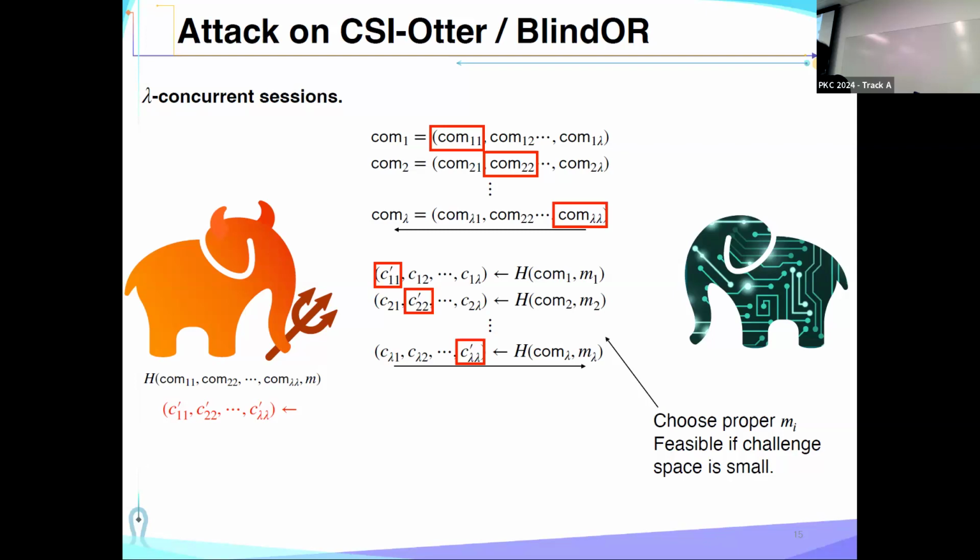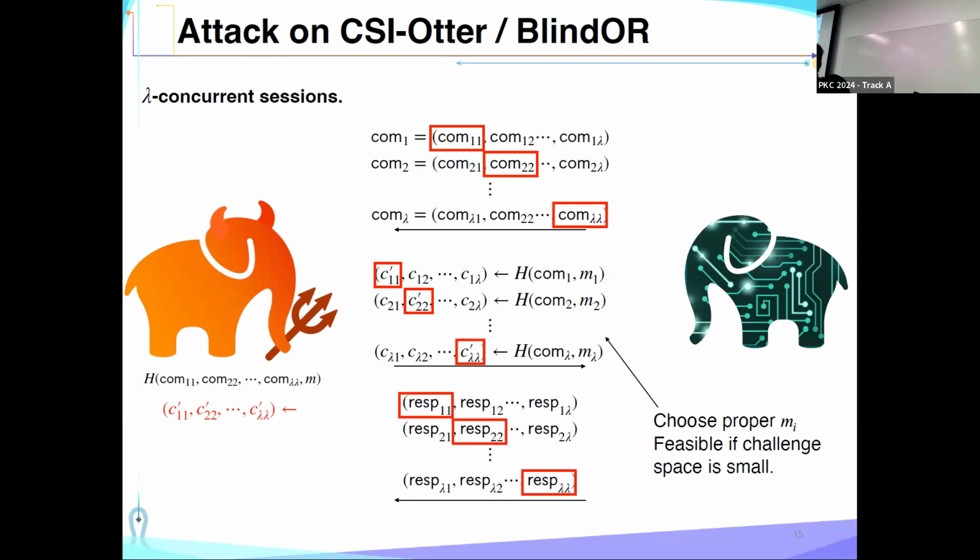And then he chooses M2 carefully as well, to make sure that the second entry of the second string is the same as the second entry here, and the last entry in the last string is the same as here. And then after obtaining the responses, you cut off the responses diagonally, and then you group the commitments together, the challenges together, and the responses together. And then you can break one-more unforgeability. This is the lambda+1'th signature, and these are the lambda signatures.